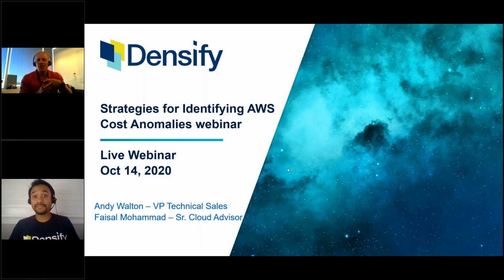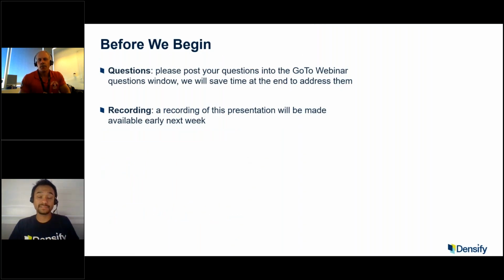I'm doing great, Andy. Thank you so much, everyone, for joining this webinar today. We have a great topic. We're going to talk about some strategies for identifying cost anomalies on your AWS cloud. I'm going to go over some of our use cases that we've come across with some of our customers. So I think this topic will be very, very interesting for our customers here. I agree. Yep. So lots of people attending today.